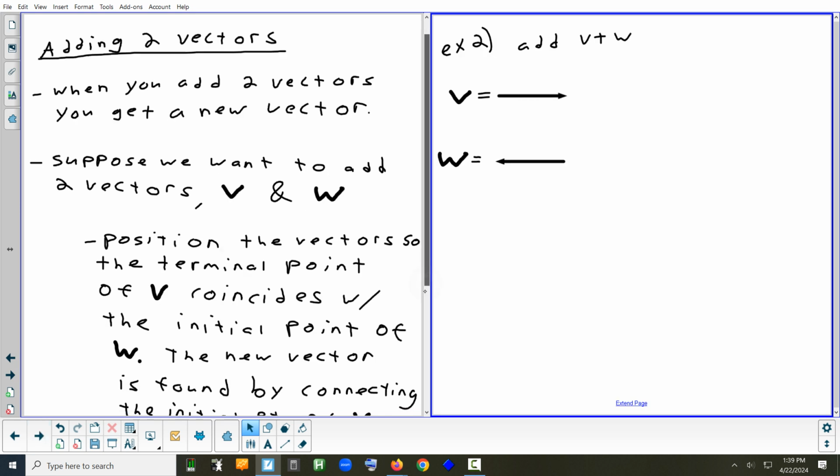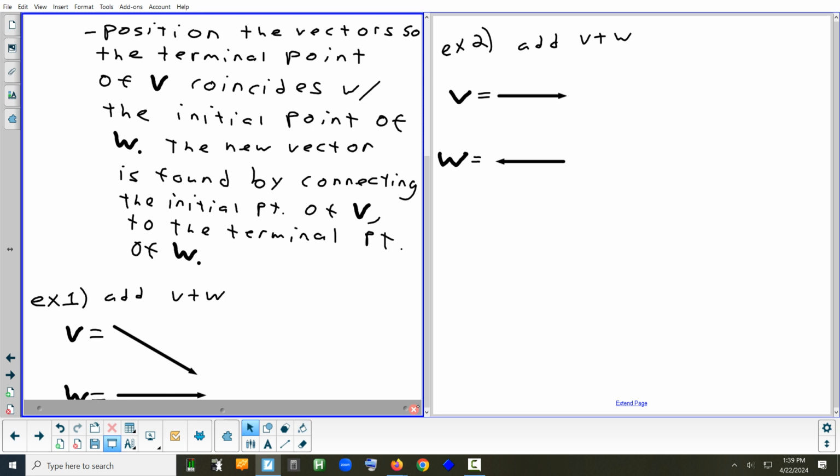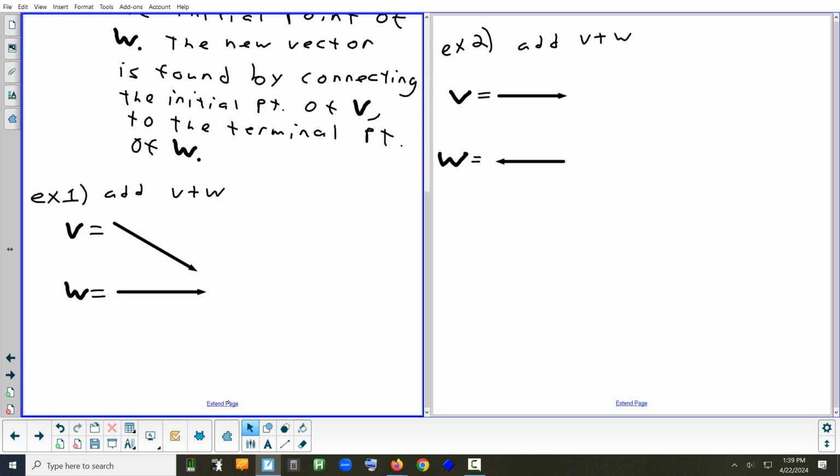All right. Do I have another example? Yeah, let's do this one first. Okay, let's add V and W together. So here's V, and then I'm going to position W so that the end of V and the beginning of W are right at the same spot. And then how do I get my final answer? I draw from the start point to the end point. Start point of V to the end point of W, just like that. So the answer to this problem is an image. You actually sketch your answer.